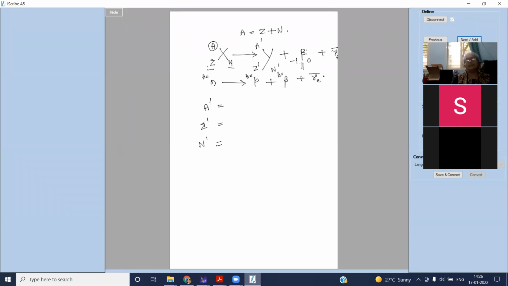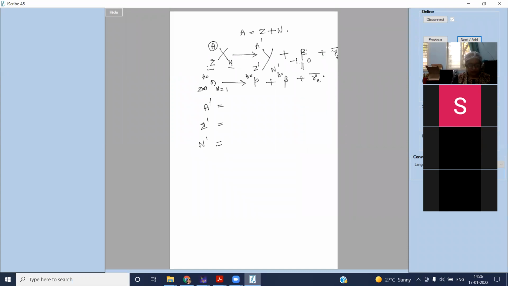Okay. What is mass number? What is proton number or atomic number? What is the neutron number for a neutron? What is Z for a neutron? Am I confusing? 0. This is 0. What is N? 1. A? 1. A should be 1. Z plus N is 1. Okay. So now I will say for a proton. For a proton, A is 1, Z is 1, N is 0.